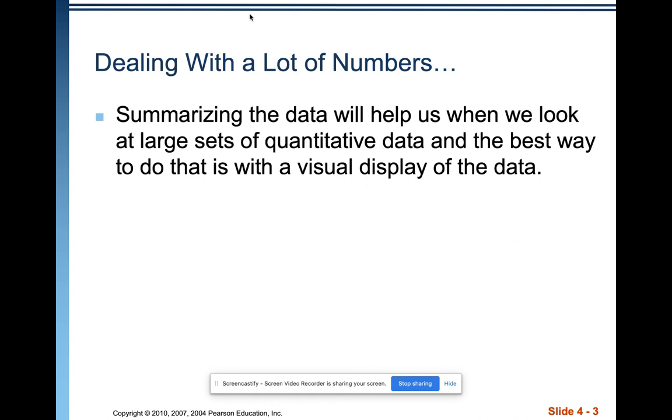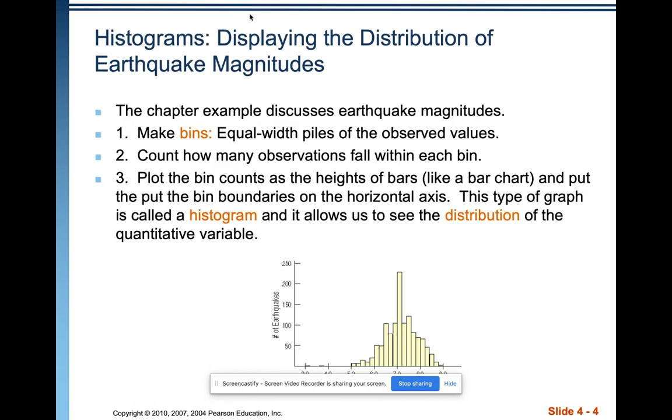One of the best ways to get a feel for what's going on as a distribution and the data as a whole is by looking at a visual display of the data. And one such way is to make a histogram. Now, if you are going to be making a histogram by hand, here are the steps for it. I would suggest entering the data into your calculator and letting it work its magic.